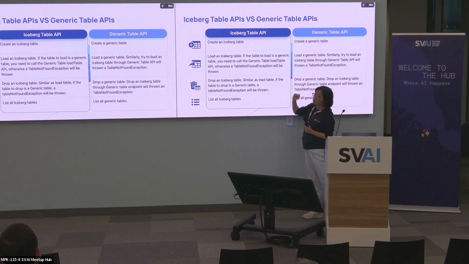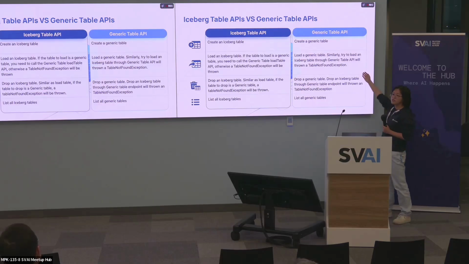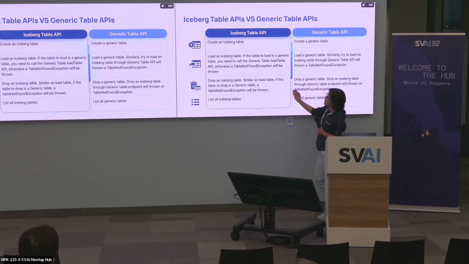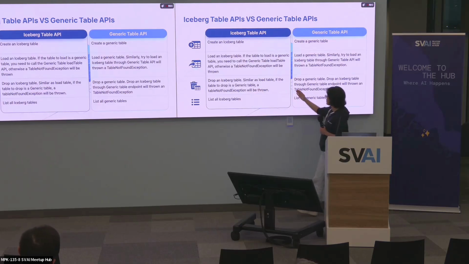So therefore, when you're loading an Iceberg table, if the table identity you pass is actually not an Iceberg table, you will get a no such table exception. Similarly for generic table, if you try to load an Iceberg table through the generic table API, you'll also get an error. And similarly for drop, if you accidentally try to drop a generic table through the Iceberg endpoint, you'll get an error.